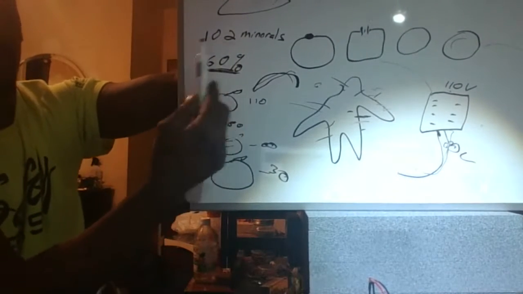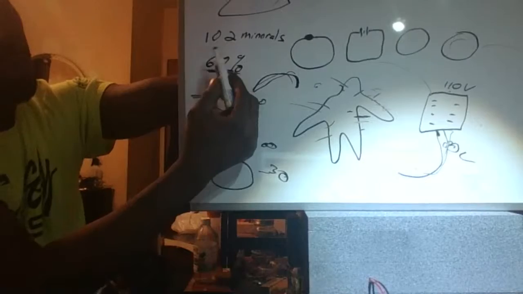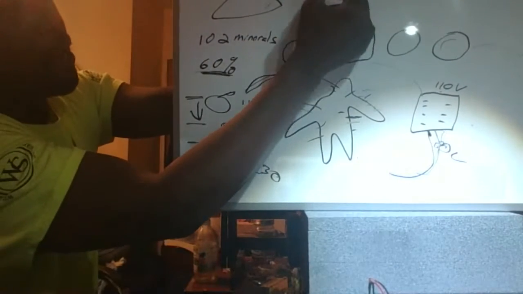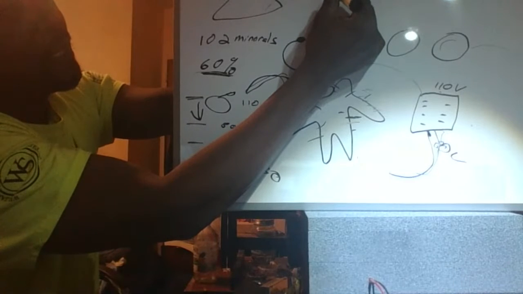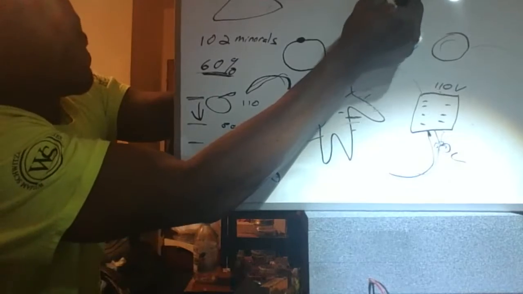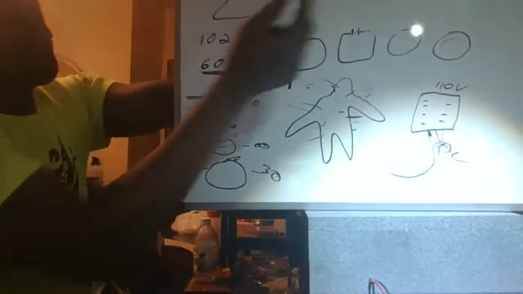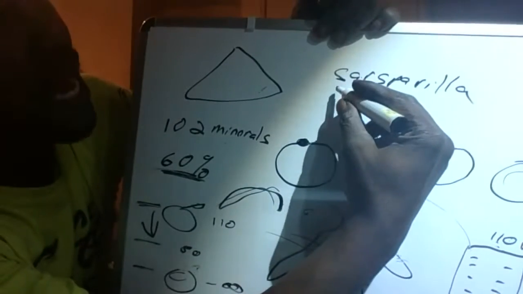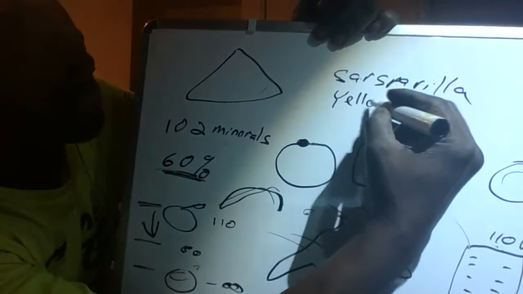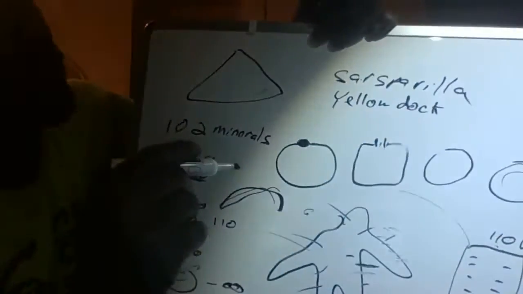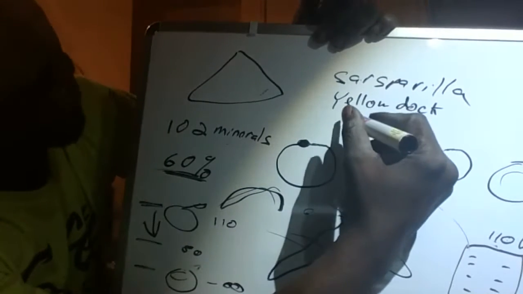102 minerals. You know what I'm saying, we get a lot of those minerals. These are the main ones you can use to get that. You can get sarsaparilla. That's the number one. It's got the highest amount of concentrated iron in it. We got yellow dock. These are herbs that I take on a daily basis. Burdock.